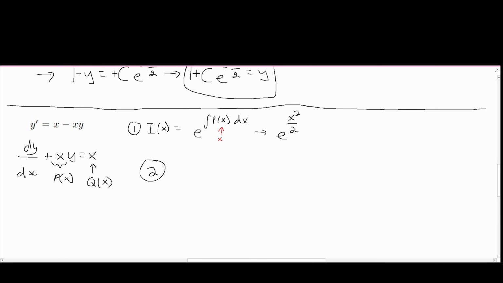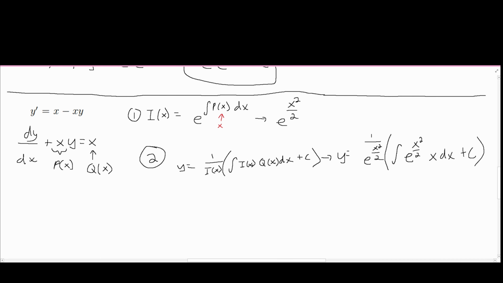Step 2 is to plug it into the integrating formula. There is a series of steps you can go through, but there's also a formula for it. The formula, which isn't terribly hard to remember, is y is equal to 1 over the integrating factor, which is what we found in step 1. And in parentheses next to it, we have the integral of the integrating factor times q of x times dx plus c.